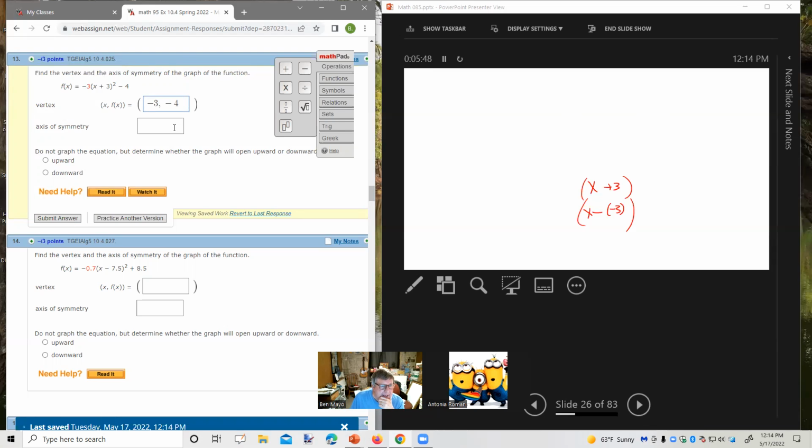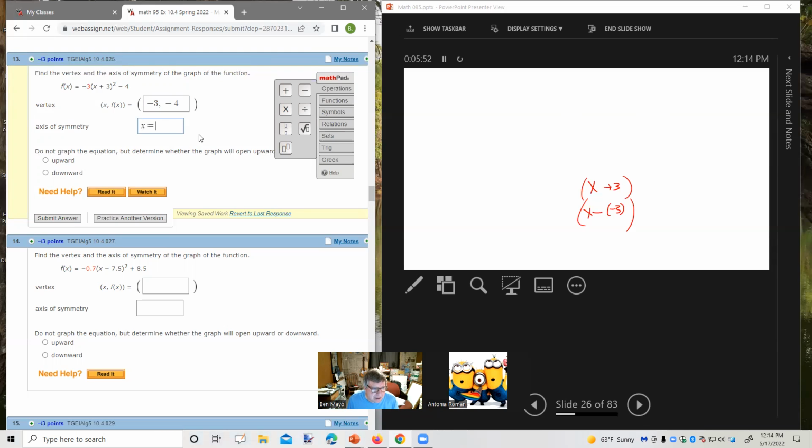Yes, got it. Axis of symmetry is going to be x equals h. What's h in this case? It's always the x value of the vertex. -3. There you go. Watch your signs.